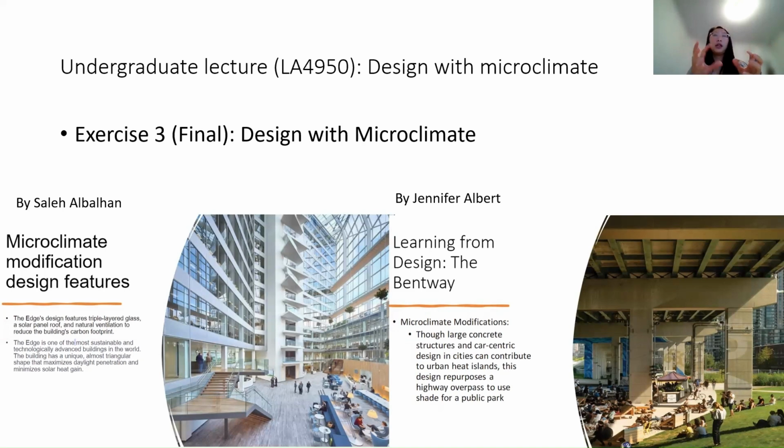So, and then students are going to pick their own design projects to say, okay, what are the design features that can actually modify microclimate? For example, this student picked a building called Edge, and how it saves energy for the building by taking advantage of solar energy. And this student showed a public park under a highway, and how people take advantage of the existing shadow area to create a comfortable area.